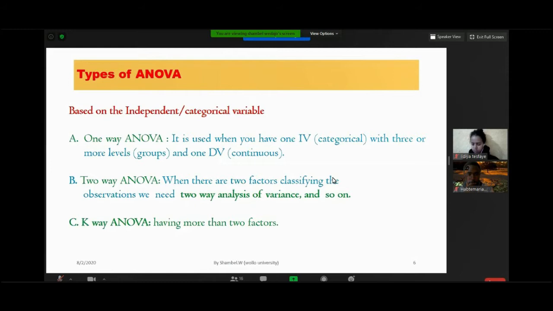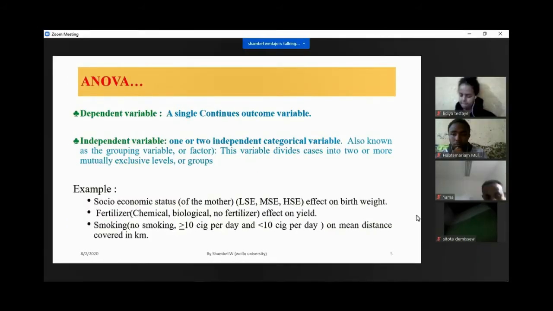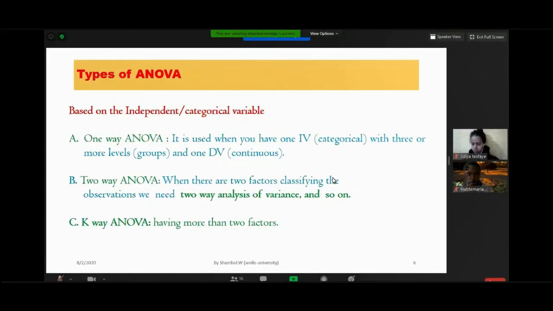For example, in the previous slide, we can have one categorical variable, socio-economic status, which divides birth weight into 3 categories. The second, fertilizer, which divides the yield into 3 categories: chemical, biological, as well as no fertilizer. Another is smoking, which divides the distance covered in kilometers by those individuals into 3 categories. So this is one-way ANOVA because only one factor has been considered.